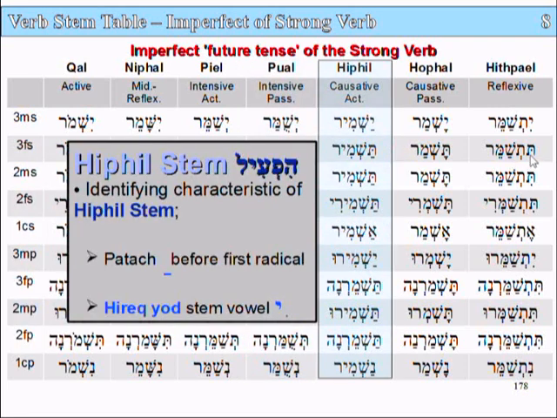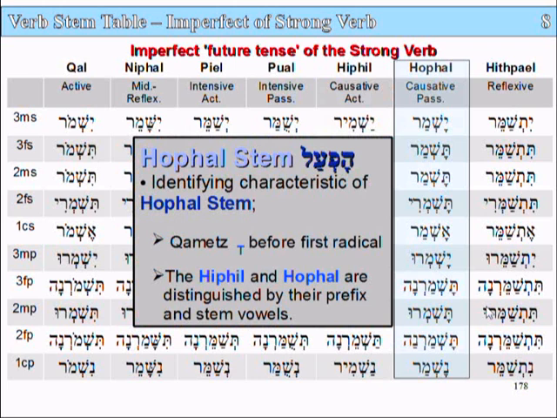The hifil, we have a patach before the first radical, just here, under the yod or under the tavs, under the aleph and so forth. And we have a hirik yod stem vowel, just here, hirik yod, all the way through, more or less, except in these two. The hofal, we have a kamitz before the first radical, just there. And the hifil and hofal are distinguished by their prefix and stem vowels.